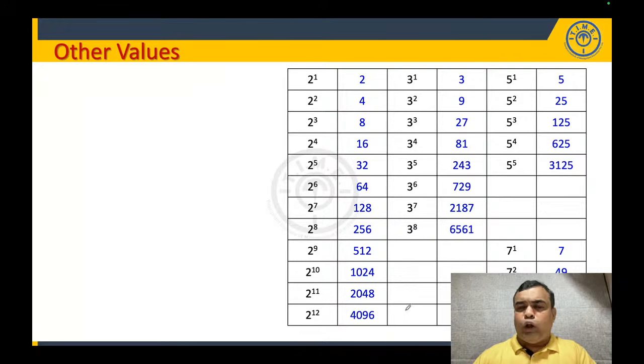Okay? I've given all the other values also. 2 raised to 1, 2 raised to 2, I've given till 2 raised to 12. 3 raised to 1, 3 square, 3 cube, I've given till 3 raised to 8. ये सारे values पता होने चाहिए मुझे. Fine. I can show you n number of examples.